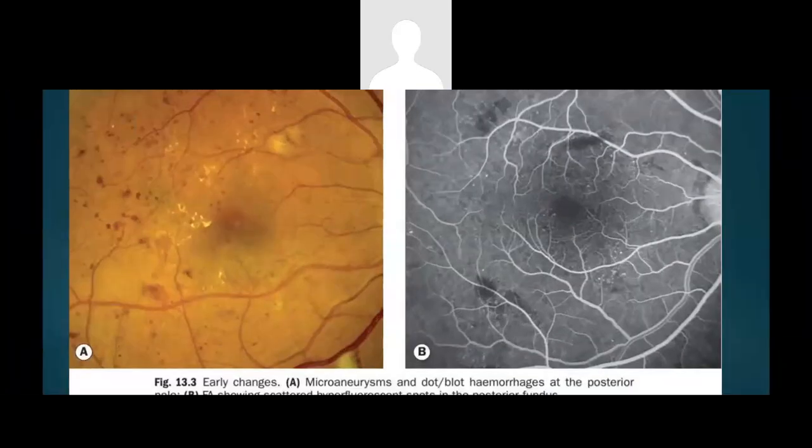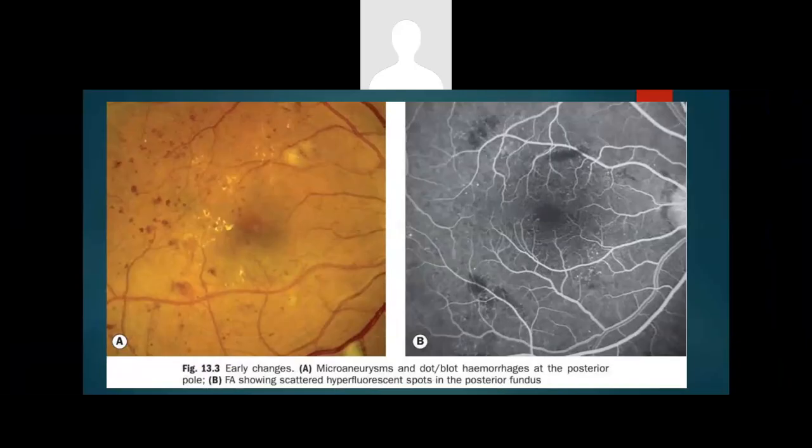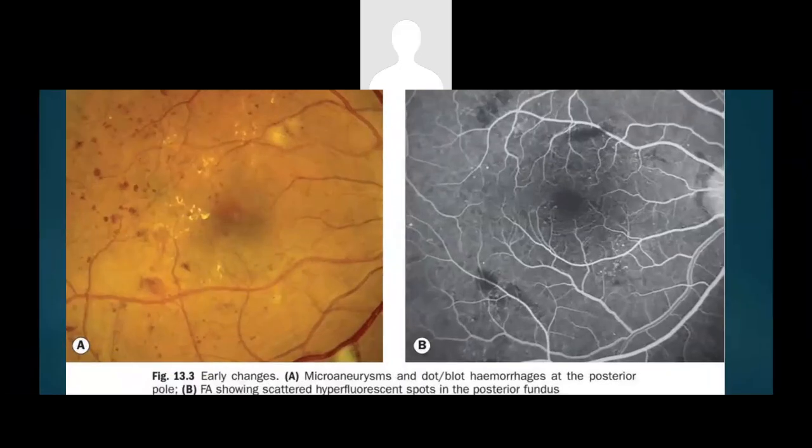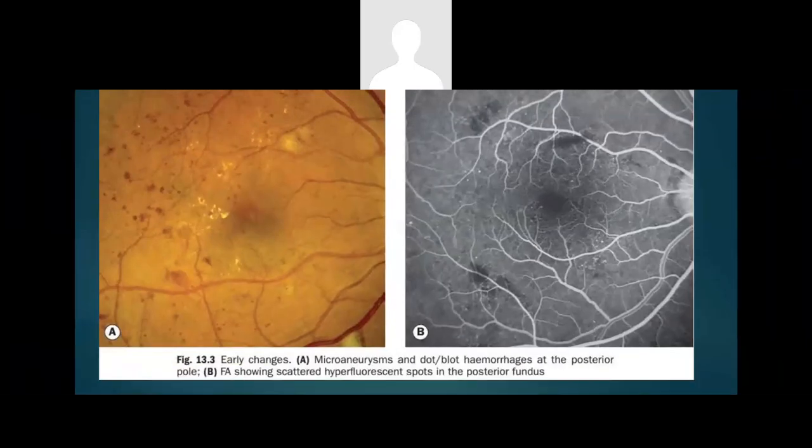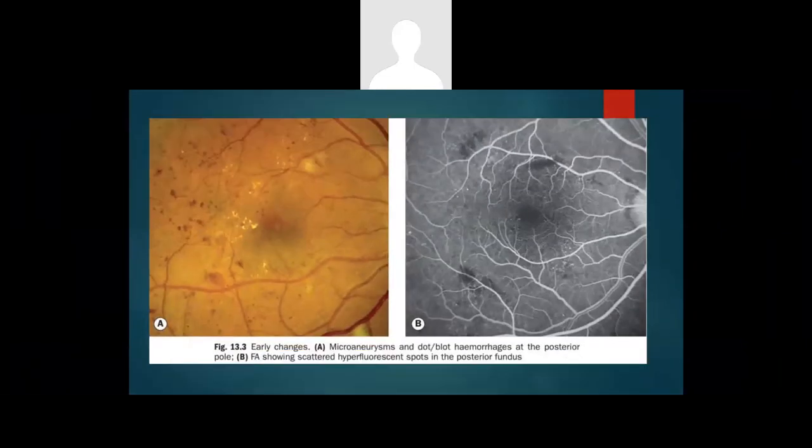Here we can see this fundus photo depicting numerous microaneurysms and dot hemorrhages. And in fundus fluorescein angiography, the microaneurysms usually don't leak, and the hemorrhages which are already there usually show blocked choroidal fluorescence.